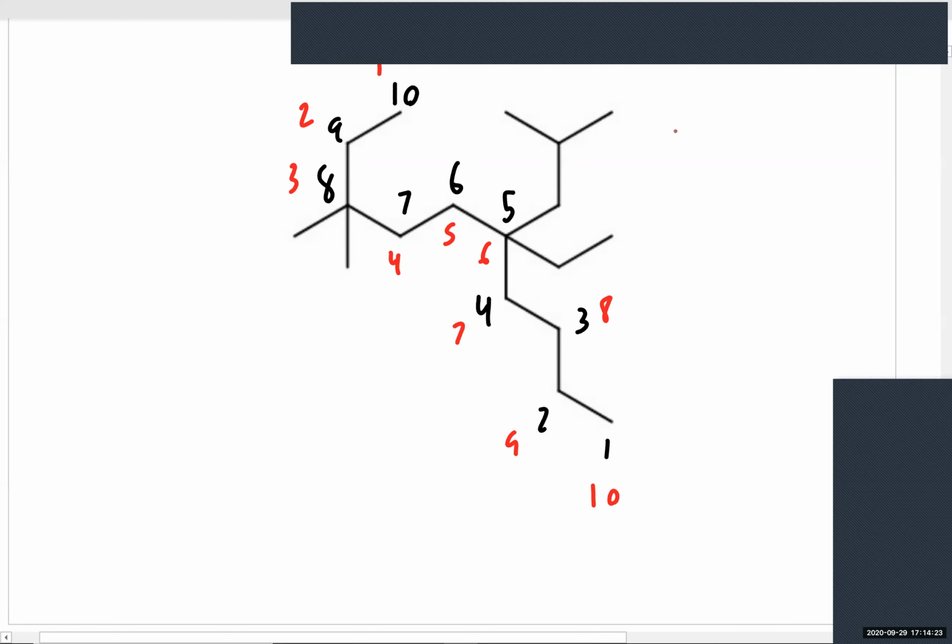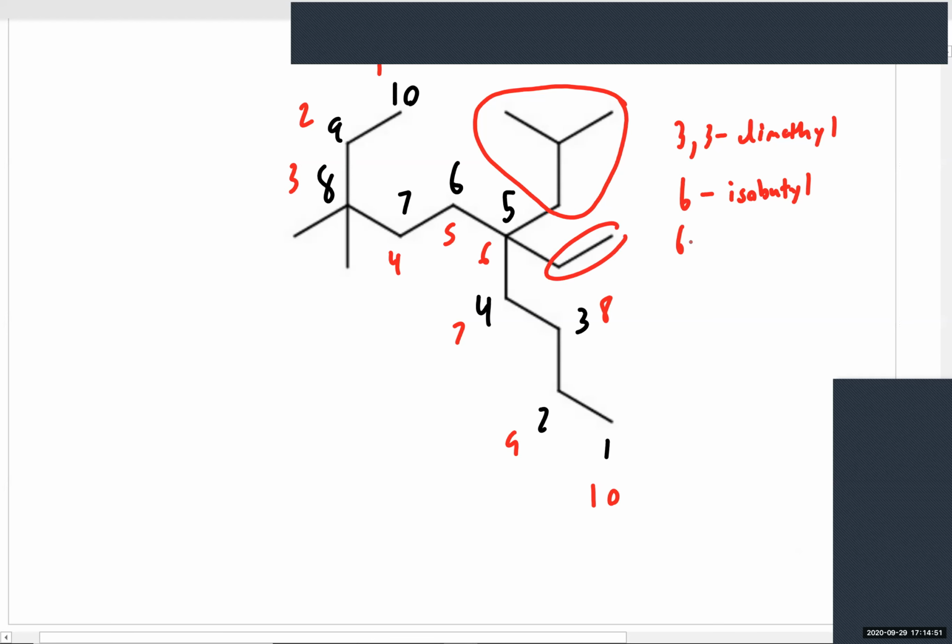Okay, in red, we have 3,3-dimethyl. So we have 2 methyls. At carbon 6, what do we call this group? Isobutyl? Is it isobutyl? Isobutyl, yep. Okay. Also at carbon 6, we have an ethyl group. Any other side chains that we have?